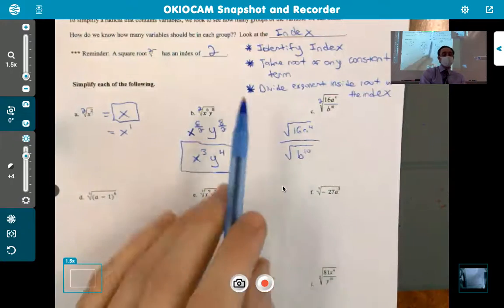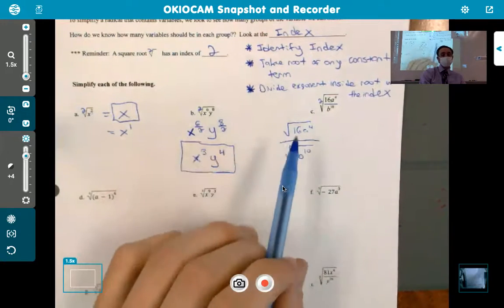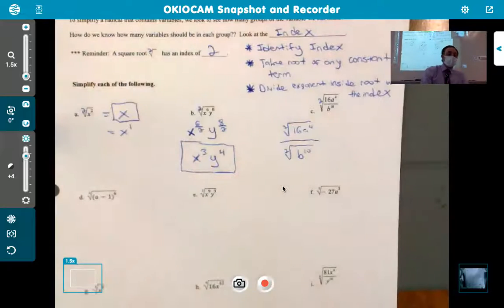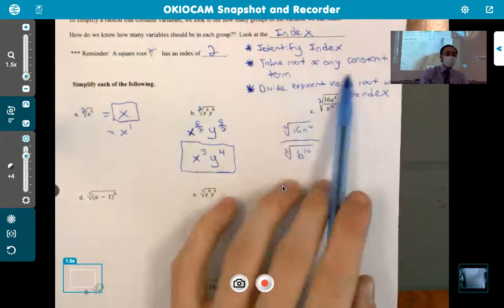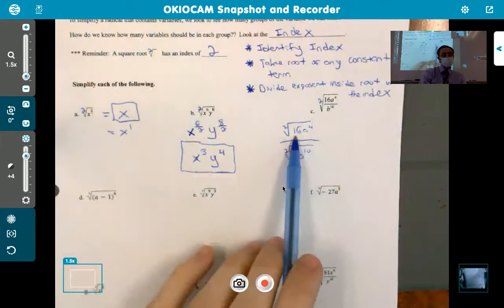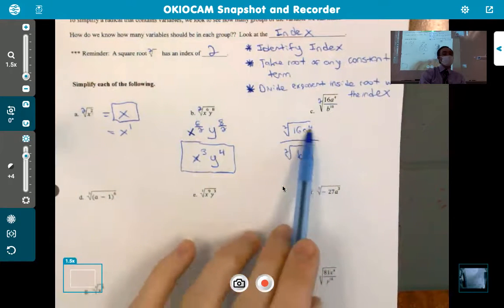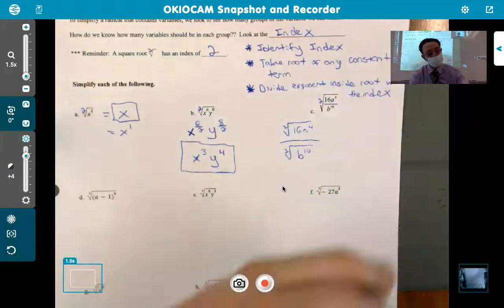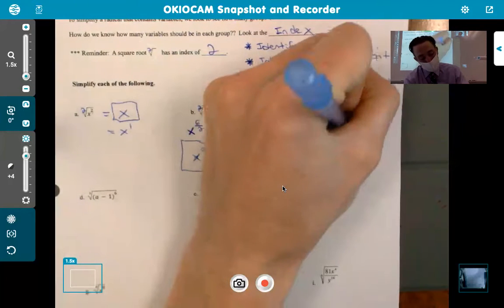Well, we've identified our index, which is our first step. We said it was 2. And I'll write that in case we need it. Take the root of any constant term. In my numerator, notice that I have a 16 now underneath my square root. So I have to work with taking the square root of that 16 first and then dealing with anything with my variables. Well, what's the square root of 16? 4. So in my numerator, I'll have a 4.